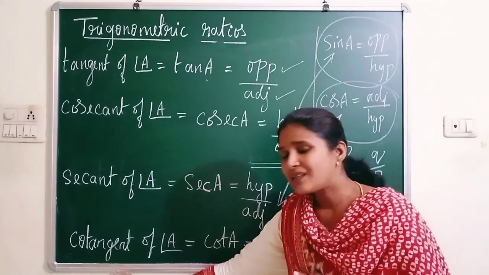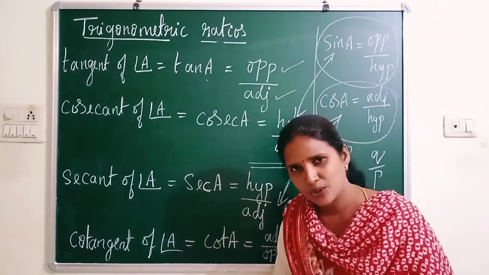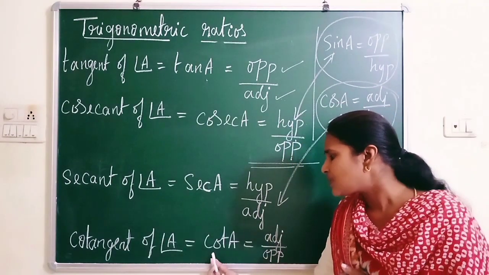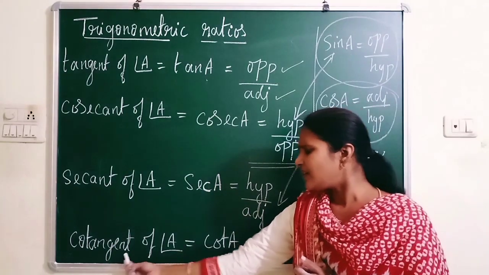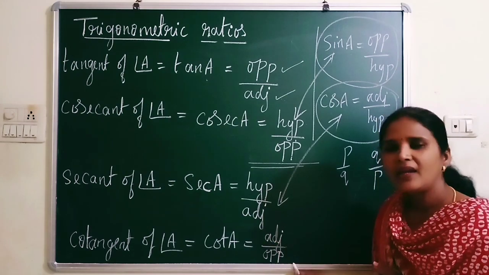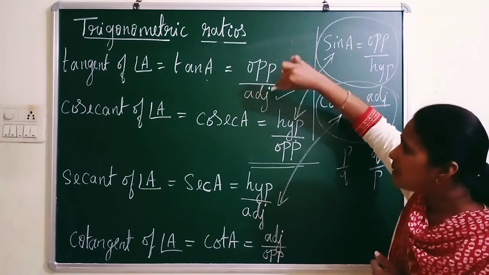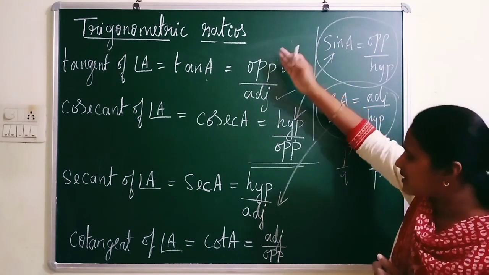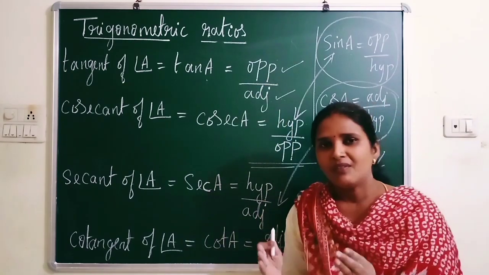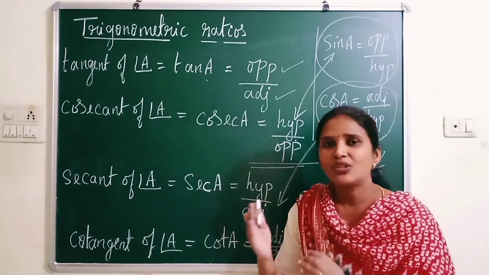Similarly, the last trigonometric ratio, cotangent. Cotangent of angle A, in short we write as cot A. So cot A equals adjacent by opposite. Just look at the tangent: opposite by adjacent. Just reverse, you can see adjacent by opposite. It is a reverse of tangent. So now I think everyone understood all the 6 trigonometric ratios and the relationship among themselves.